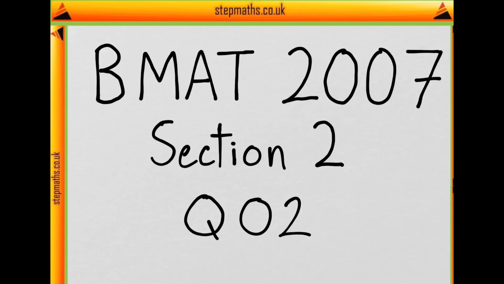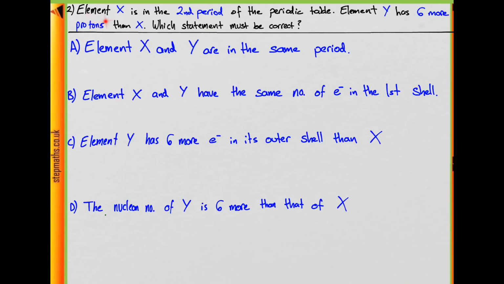Hello, in this video I'll be showing you how to answer the BMAT 2007 Section 2, Question 2. Element X is in the second period of the periodic table. Element Y has 6 more protons than X. Which statement must be correct?